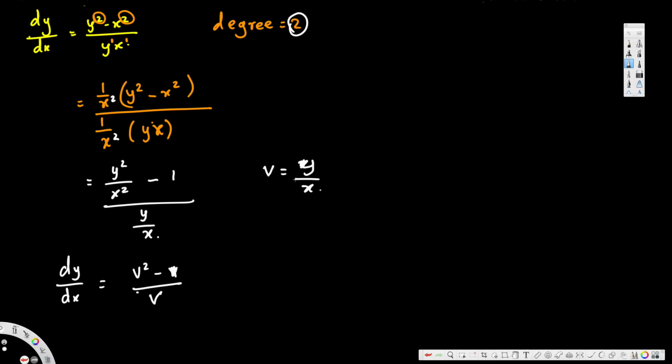Now what we have to do is rearrange this, so y is equal to v times x. Now if we take the derivative with respect to x on both sides, d by dx of y is going to be just dy by dx, and on the other side of the equation we will get a chain rule.